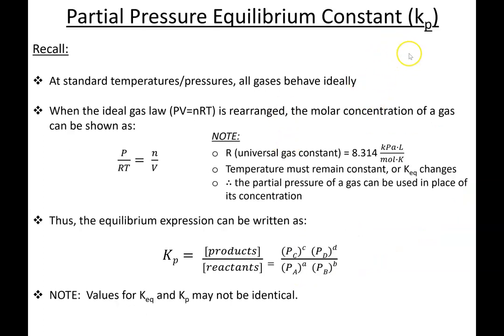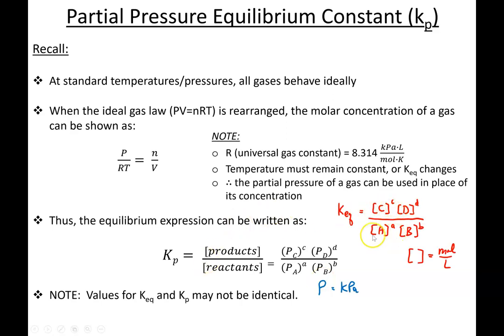Alright, similar to KEQ is Kp, the partial pressure equilibrium constant. If you look at the equation for Kp, you'll notice that it looks almost identical to the equation for KEQ. They both describe the ratio of products over reactants, and they both have the coefficients acting as exponents. The only difference is that with KEQ, we were measuring the amount of products using molar concentrations, moles per liter, but with Kp, we're measuring the amount of products using pressure, measured in kilopascals.